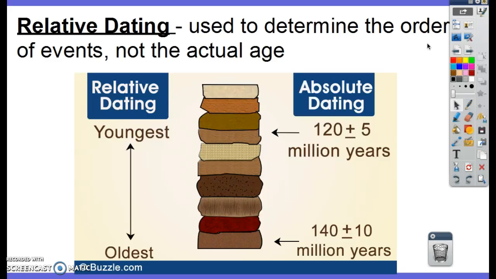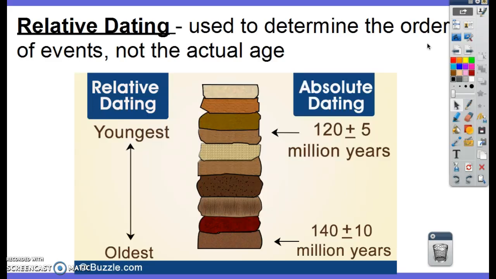You could tell me first there was the thunderstorm. It created the mud puddle. Then the kid ran through because there were footprints. Then there was a hailstorm, okay? So relative dating tells us the order of events. It doesn't actually tell us the age of a rock or a fossil or when something exactly happened, but it tells us the order, okay?